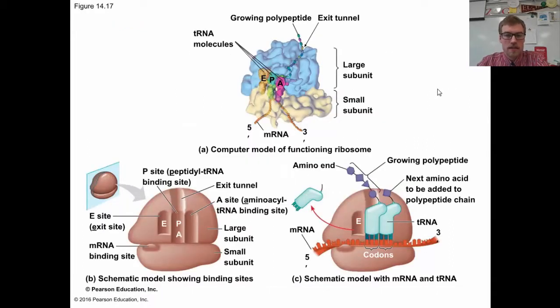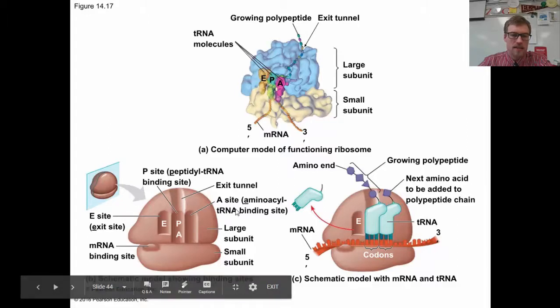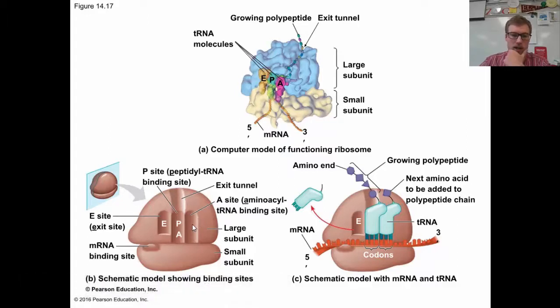So here is what the ribosome looks like. You can see the A, P, and E sites, right? So the A site is where the tRNA comes in. The P site is where the polypeptide chain is made, the amino acids are joined together, and then the E site is where the tRNAs are exited.